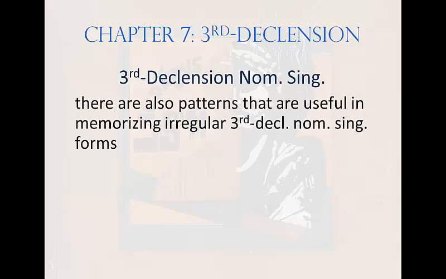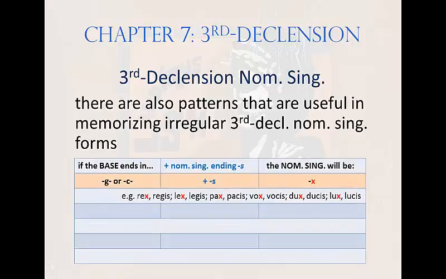Now let's look at some patterns that are useful in helping you memorize irregular third declension nominative singular forms. If a base ends in G or C, when it's combined with the nominative singular ending S, normally the nominative singular ending will appear as X, such as rex regis, meaning king, or lex legis, meaning law, pax pacis, meaning peace, vox vocis, meaning voice, dux ducis, meaning leader, and lux lucis, meaning light.